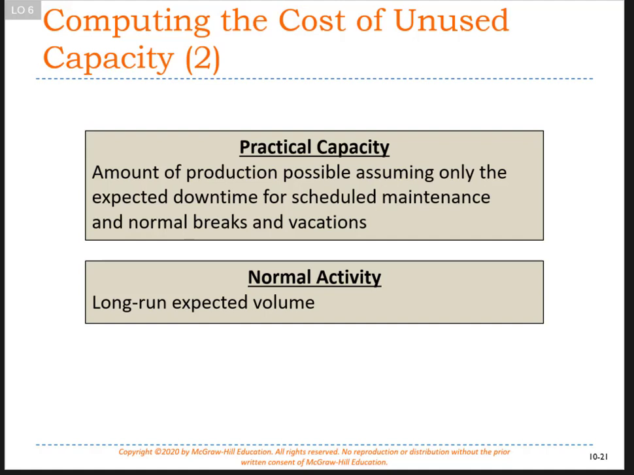Practical capacity means, yes, we've got to have breaks, we've got to have people downtime and things like that. This is what we could do if we take that into consideration. And the normal is kind of looking back and saying, this is what we have been doing, and we project that we're going to keep doing that. You would hope that your practical capacity and normal activity are somewhere close. But there may be times when you have even more capacity than your normal activity.